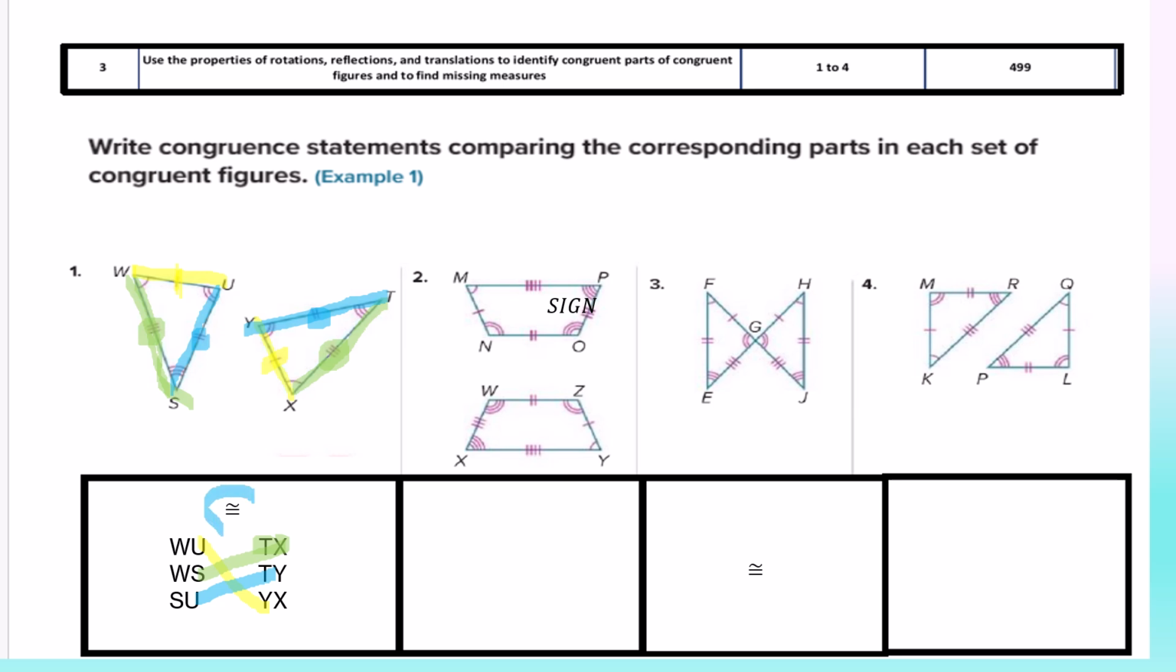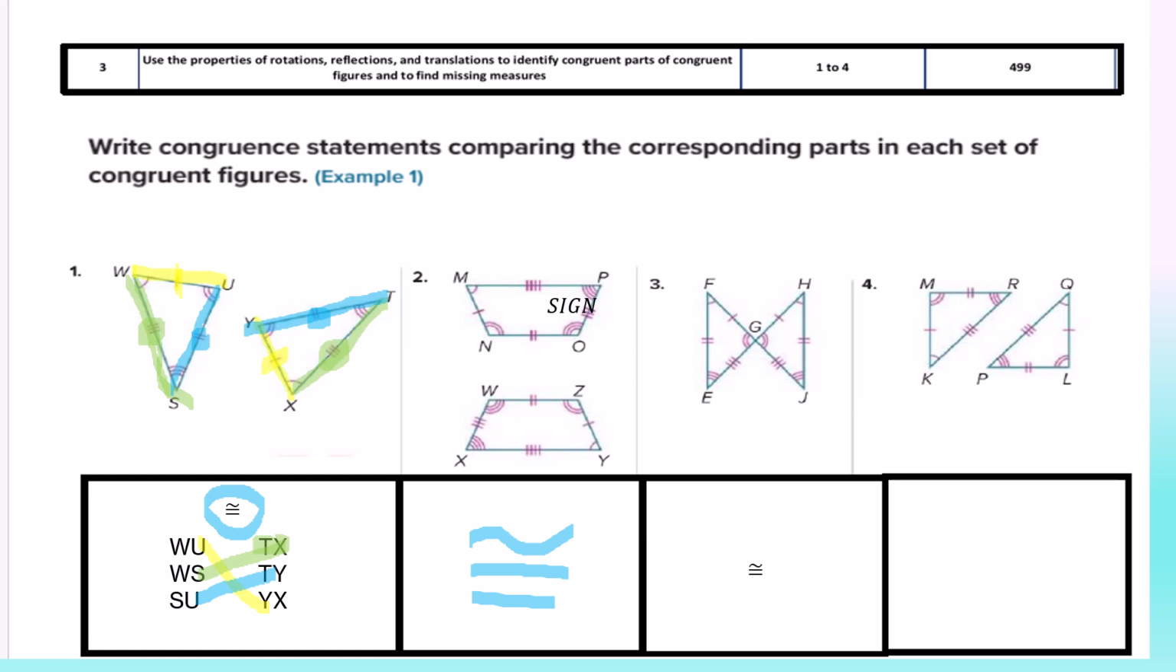Remember, this is our congruent sign. Our congruent sign is 2 lines parallel to it, which is our equal sign, and then a little wave. Let's go to example 3 very quickly.